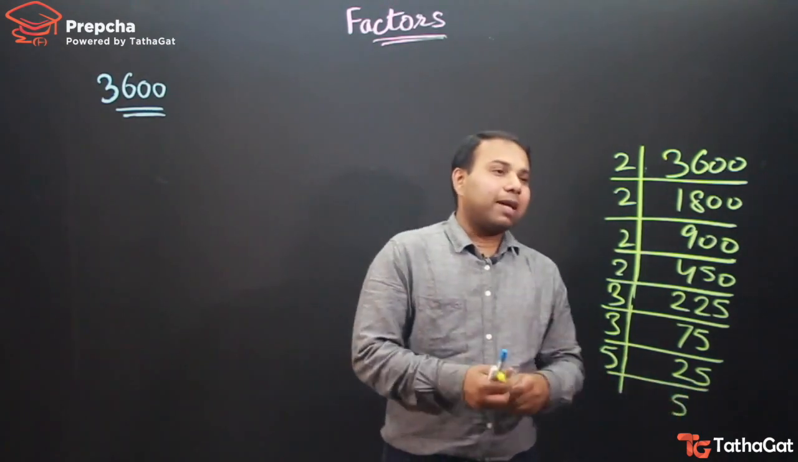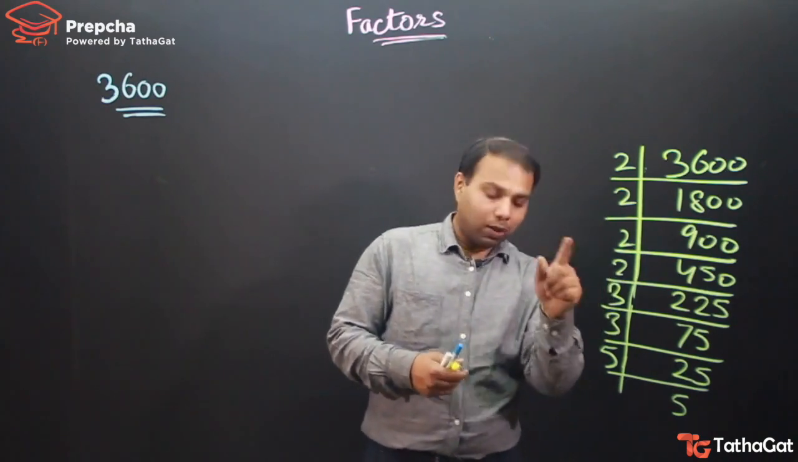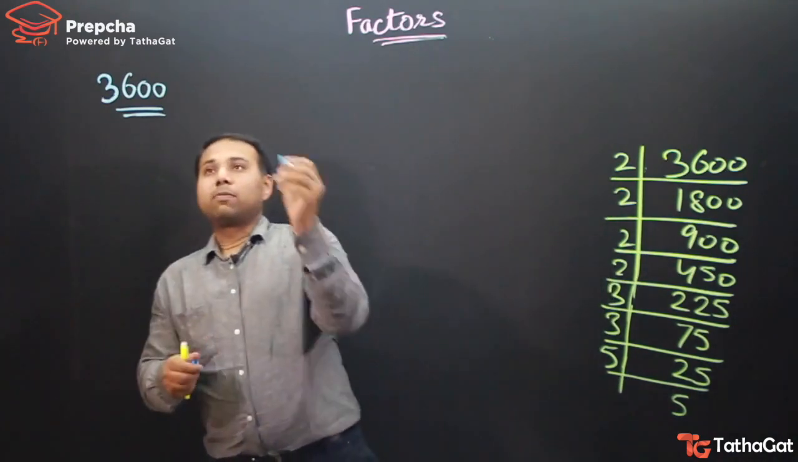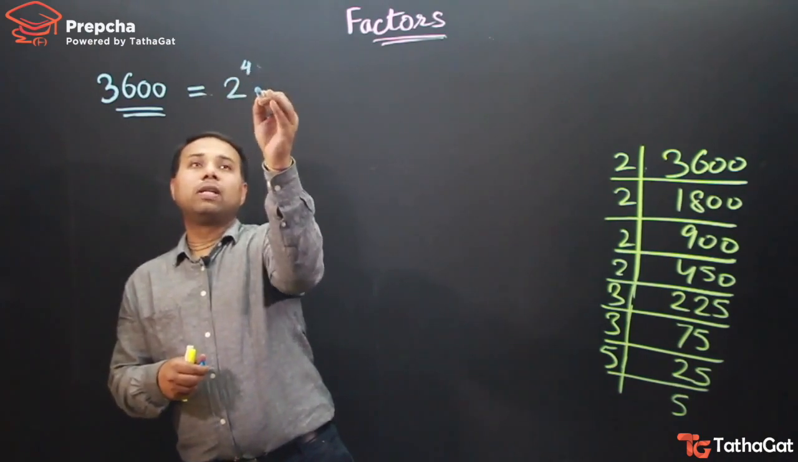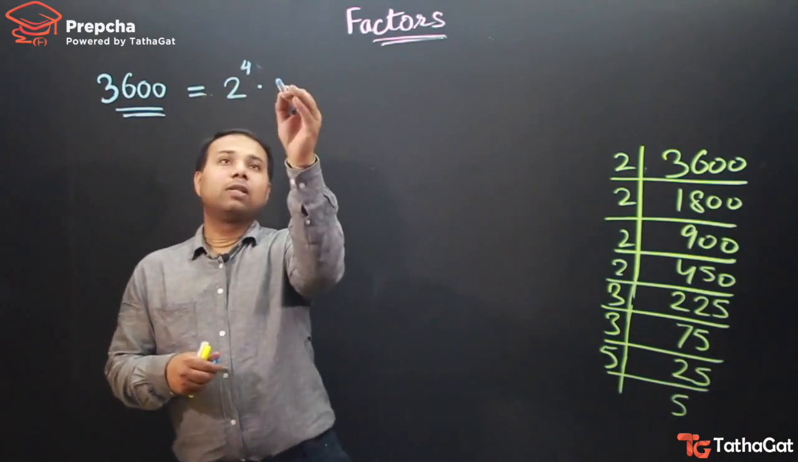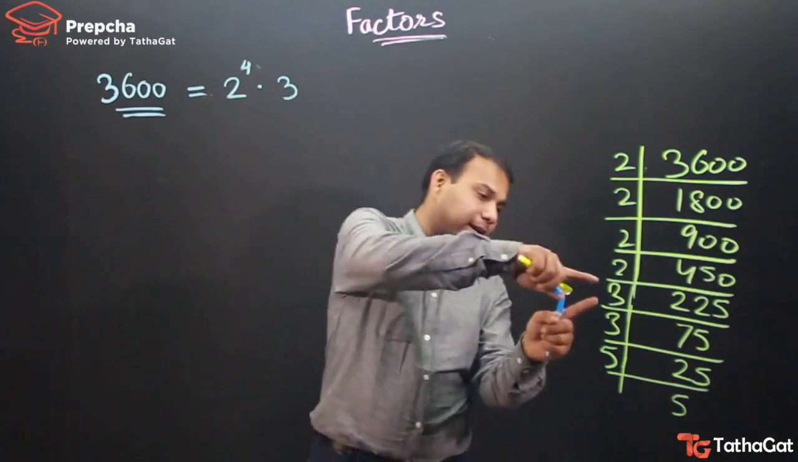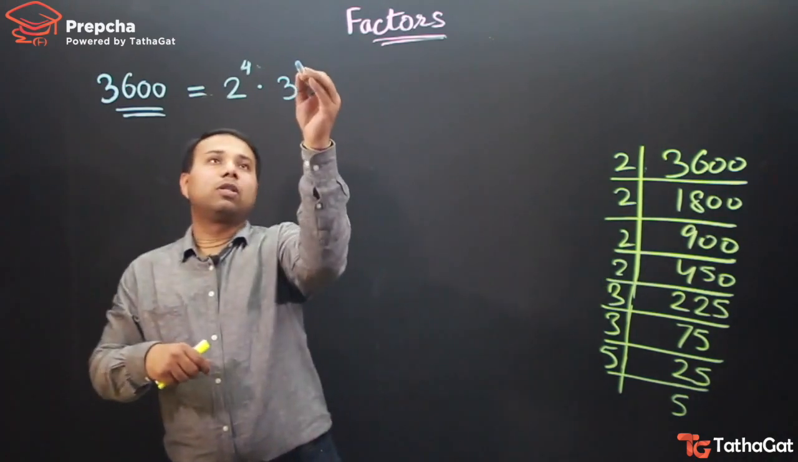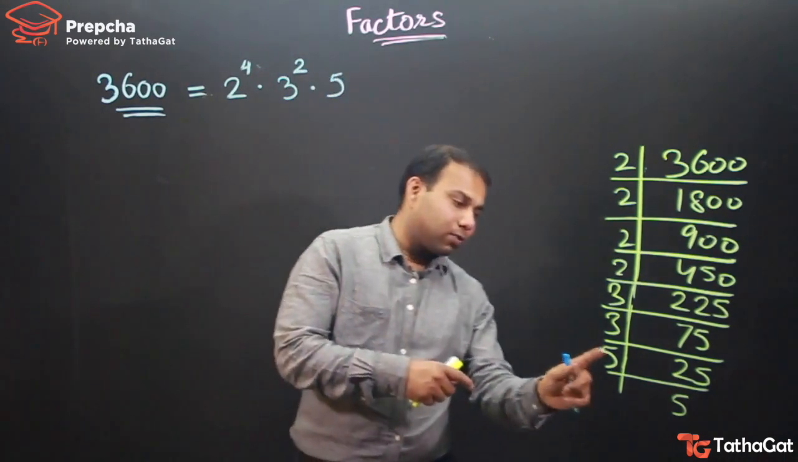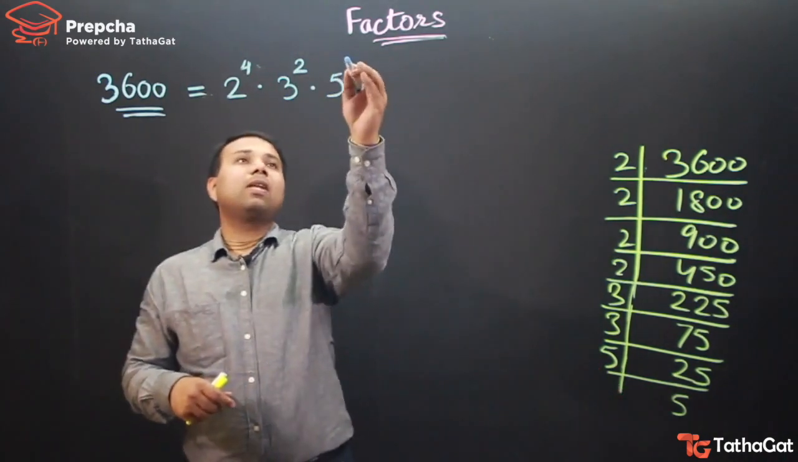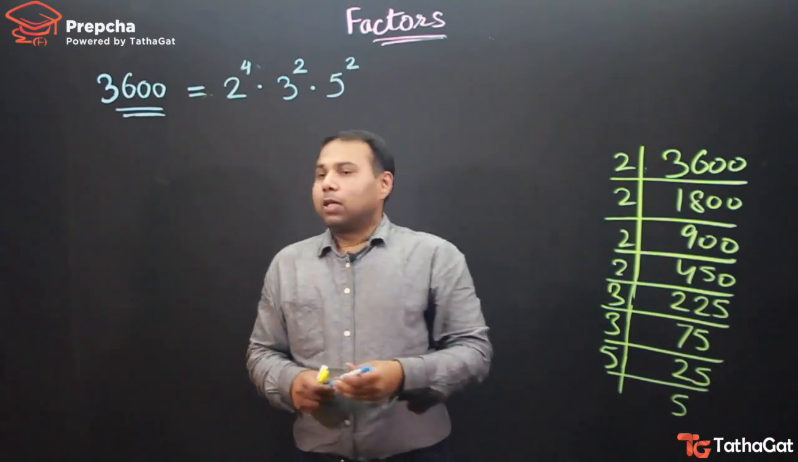So in all, this number has 4 powers of 2, it means I can write this number as 2 raised to power 4 into, I have 3 also there, so how many 3's? There are 2 3's, so there is 3 square, and the next prime number I have in this number is 5, so it is 5 square. Right. Okay, one more thing.